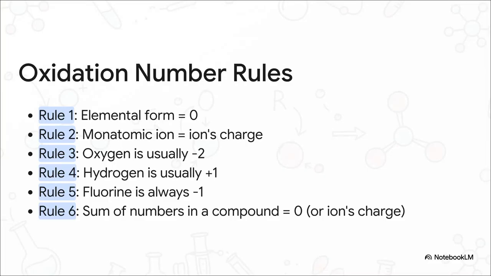All right, like any good system, this one has rules. And I'm going to be honest with you, you just have to memorize these. No way around it for exams. Rule 1, any element just hanging out by itself, its oxidation number is 0. Easy. Rule 2, a simple ion, the number is just its charge. The next few rules give you the go-to numbers for common players like oxygen and hydrogen, but watch out for the exceptions. And the most important rule of all, the one that saves you every time, is Rule 6. The numbers for all the atoms in a compound have to add up to the total charge. If it's a neutral molecule, they add up to 0. This is your final check to make sure you did it right.